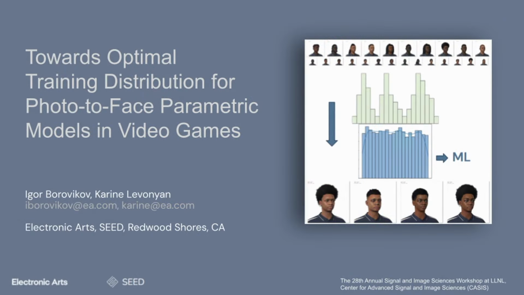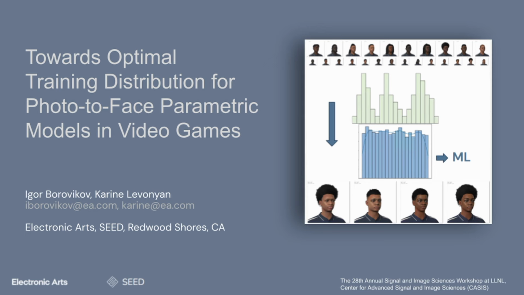The subject of this talk is towards optimal training distribution for photo-to-face parametric models in video games. It's quite a mouthful, but the main idea of what we propose is on the diagram on the right on this slide. The idea is to manipulate distribution for training data in such a way that we get uniform sampling that contains a proper amount of samples, not too many, not too few, and they're distributed in the best way possible. And we will explain next what we mean by that.